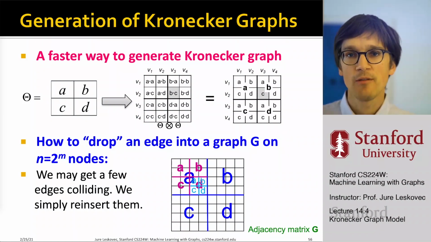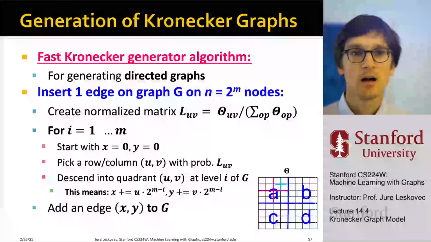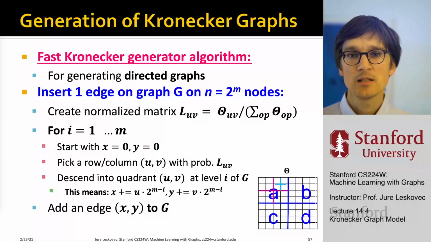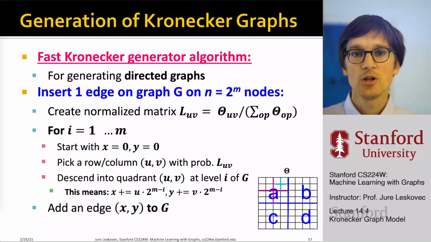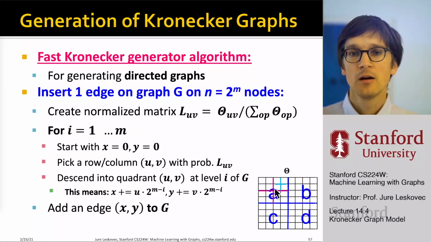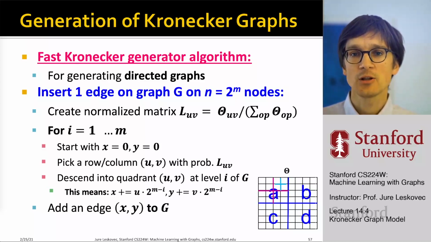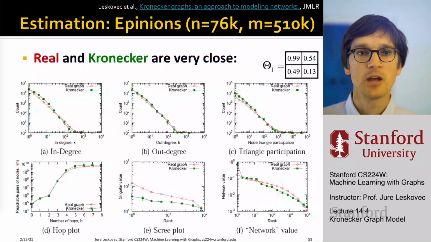And this now gives you a very fast way to generate a Kronecker graph, right? So basically this edge dropping or ball dropping mechanism says take the initial matrix, whatever the entries are, normalize them, and then keep descending until you hit an individual cell and put an edge there, right? Put a value 1 there, and this would mean that you have connected nodes I and J that are in row I and column J.